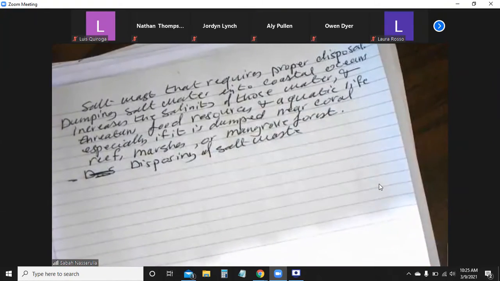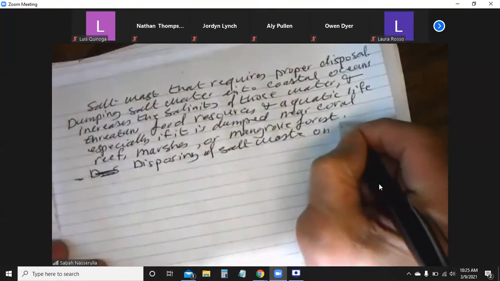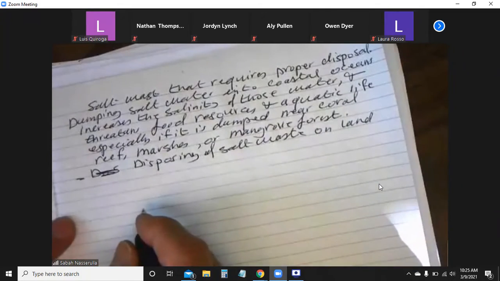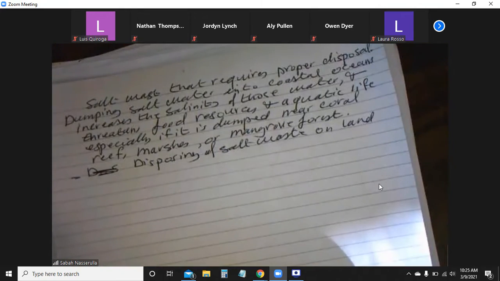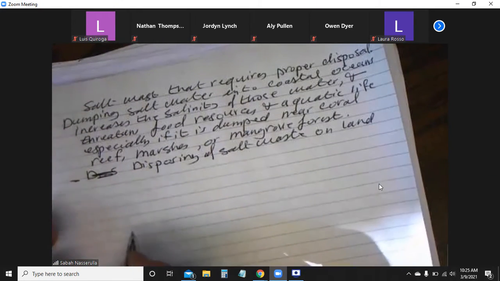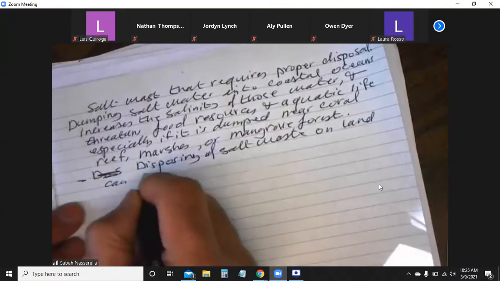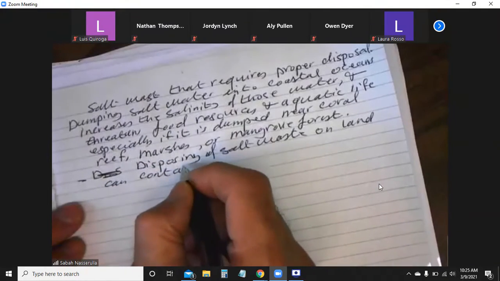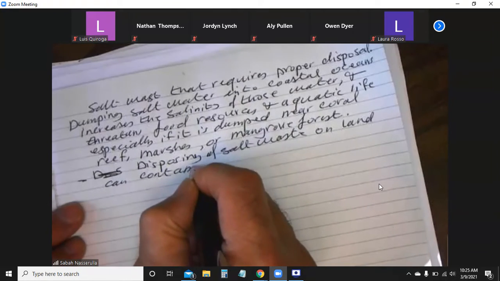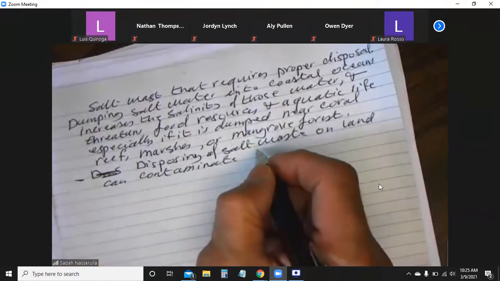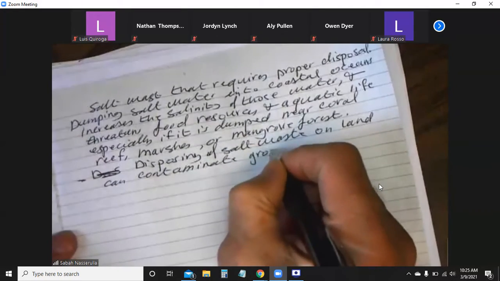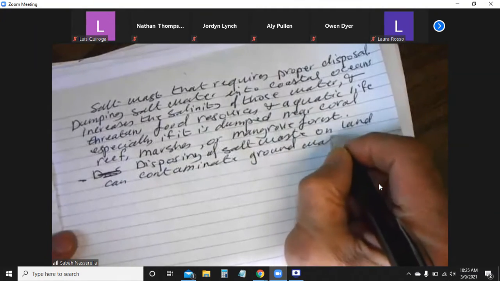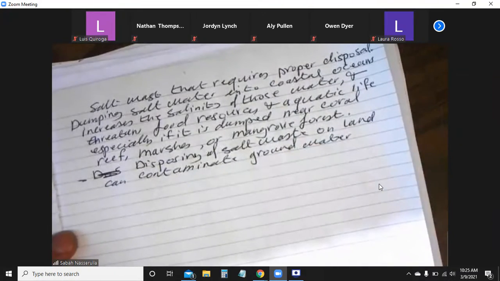Disposing of salt waste on land can contaminate, in this case, the groundwater and, at the same time, surface water.